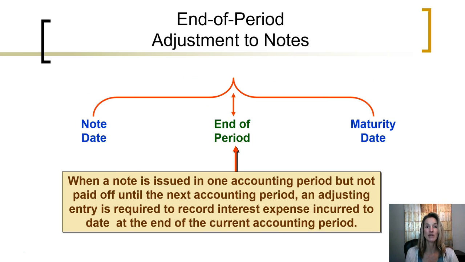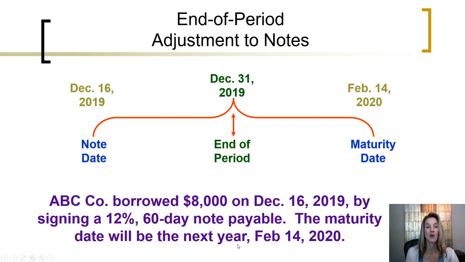There are times when a note does not get issued and paid off all within 1 year. Because that note is not paid off within one accounting period, an adjusting entry is required to record the interest expense incurred to date at the end of the current accounting period. For example, if ABC borrowed $8,000 on December 16th by signing a 12% 60-day note payable, the note will not mature, will not need to be paid until the next accounting year, February 14th of 2020.